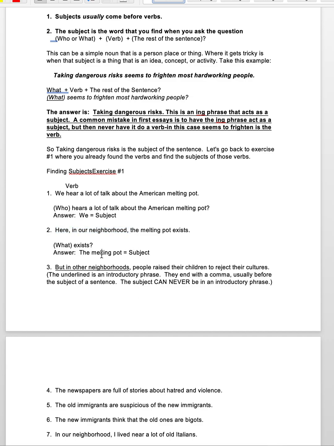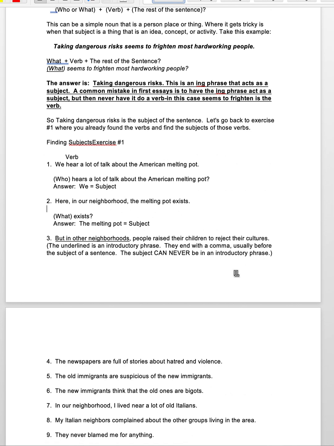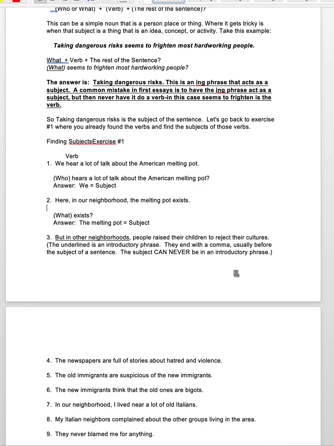The subject can't be in there, and the subject's not "here" because it's not doing the verb. What is doing the verb exists? The melting pot. So what exists? The melting pot. So if you notice, you have these words before the subject, the melting pot, and you have a comma there. That's, like I said, because these subjects help us tell us where commas go.